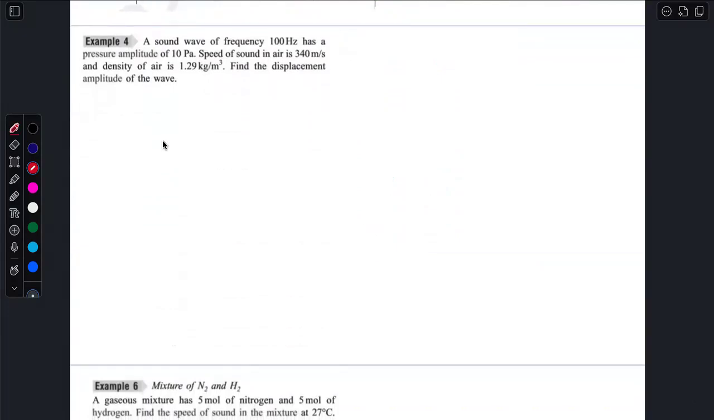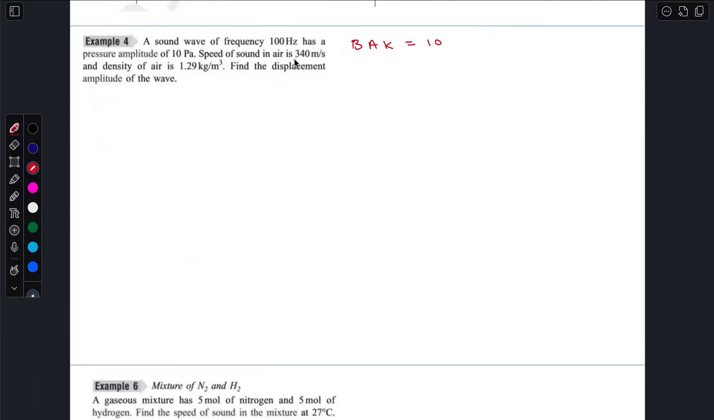See what is given to you, tell me. Sound wave of frequency given, and a pressure amplitude. What is given to you? BAK is equal to 10 Pascal. Speed of sound in air is 340 meter per second. Density of air is 1.29 kg per meter cube. Find the displacement amplitude of the wave. A is what they are asking.